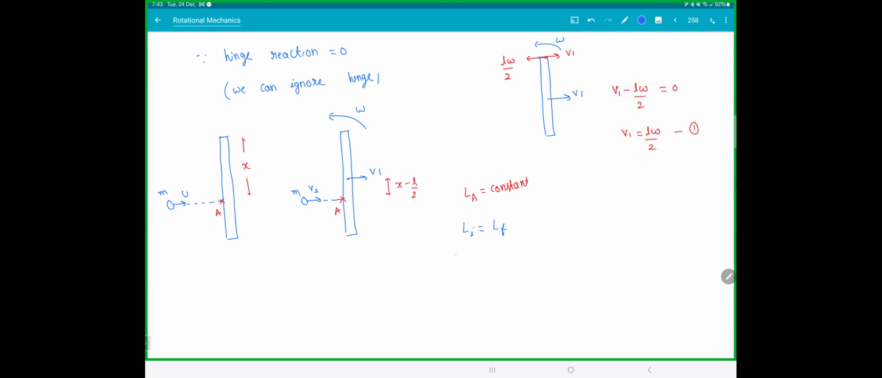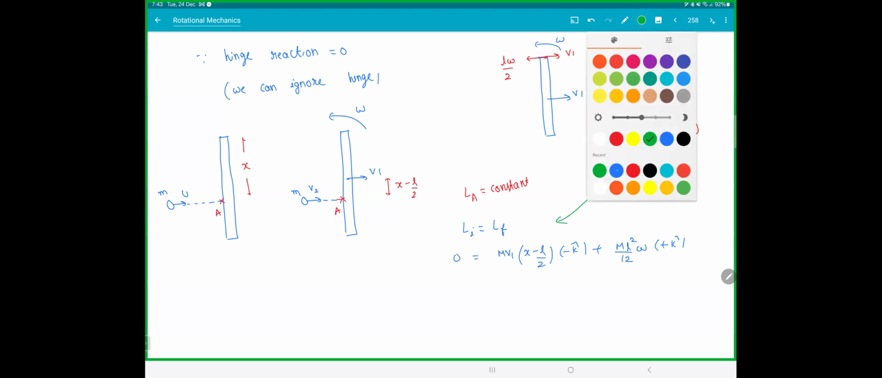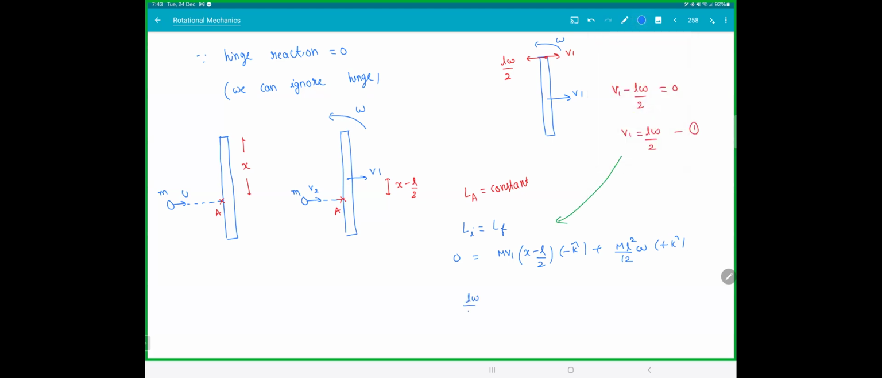L initial is equal to L final. Initial is 0 because the ball is passing through this. Finally, also the ball is passing through this. This is mv1 (x minus L by 2) k cap plus the rod will be ml square by 12 omega k cap. Take that v1 and substitute here. M gets cancelled. This will be L omega by 2 (x minus L by 2) is L square omega by 12. L omega cancels. This thing goes off. X minus L by 2 is equal to L by 6. X is equal to 2L by 3.